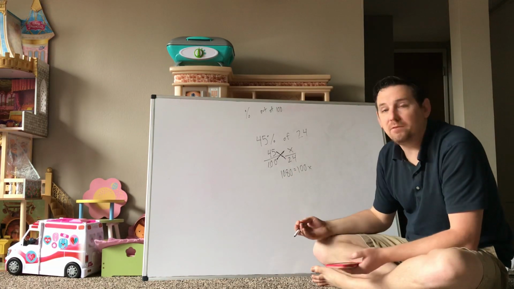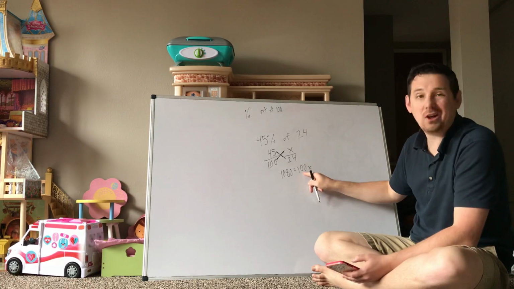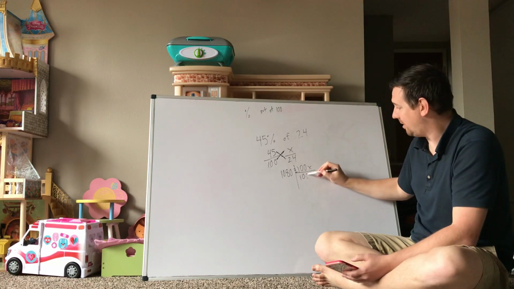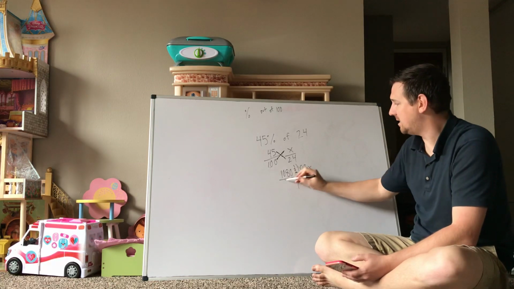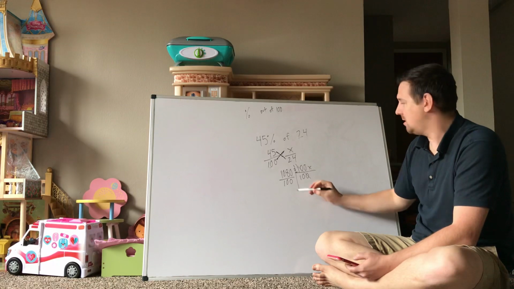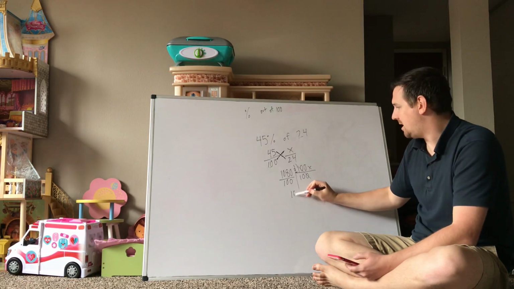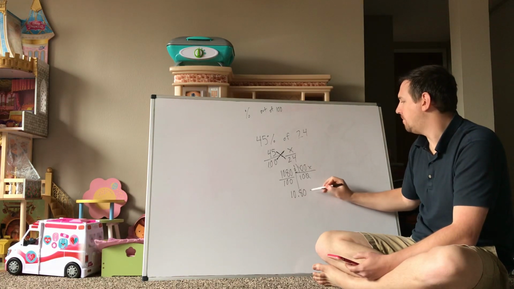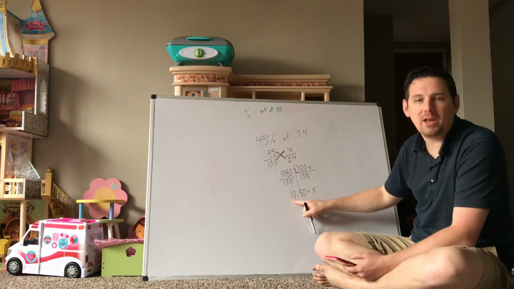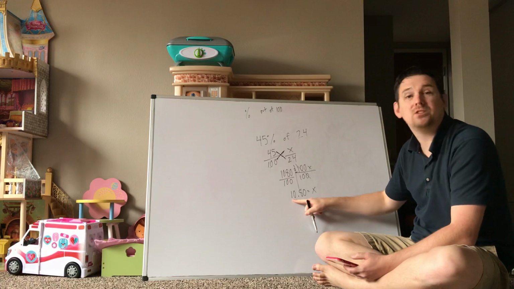And we're going to solve for x. What's in the way? The 100. How do I get rid of that 100? Divide by 100. We're going to take this and divide by 100. 1080 divided by 100 is going to be 10.8. So 45% of 24 is 10.8 or 10.80 or $10.80.